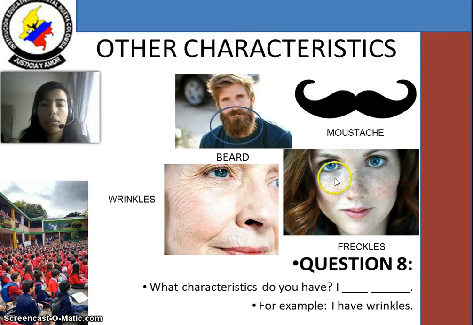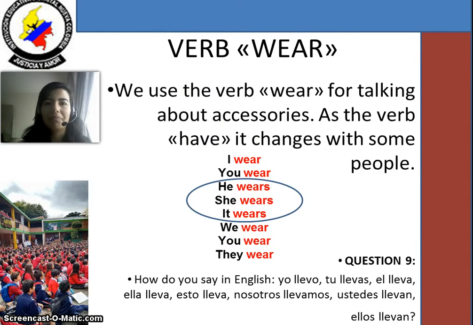Those are freckles. Pecas. So, question number 8. What characteristics do you have? ¿Cuáles de esas características ustedes tienen? For example, in my case, I have wrinkles. Yo tengo arruguitas. A veces se me hacen arrugas por acá cuando me río. A todos se nos hacen esas arruguitas. Todos tenemos de alguna manera arruguitas. Okay? So, let's move on.